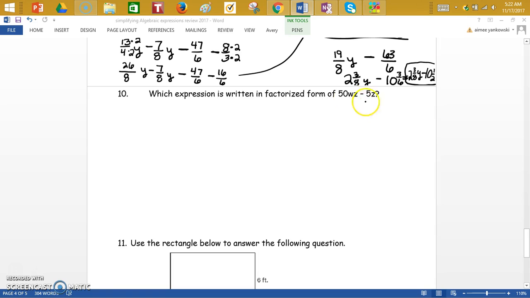Which expression is the factorized form of 50WZ minus 5Z? So when we're going to factor, that means undo the distributive property. To factor, it's really just using the distributive property, but we have to think about it as undo the distributive property.